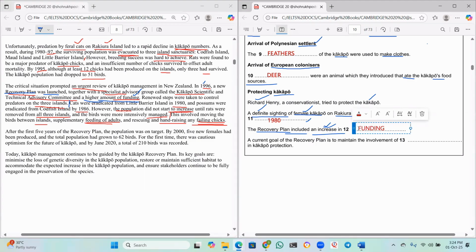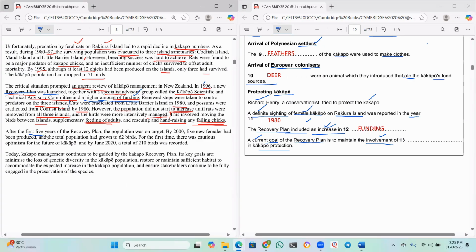Yes, that was an easy one too. I think this whole paragraph is a bit easy, since it is the first paragraph, they gave easy questions, I guess. Next, a current goal of the recovery plan is to maintain the involvement of dash in Kakapo protection. So there is some involvement of whom? That is the question. We have to look for some synonyms for involvement here. Let us read further now.